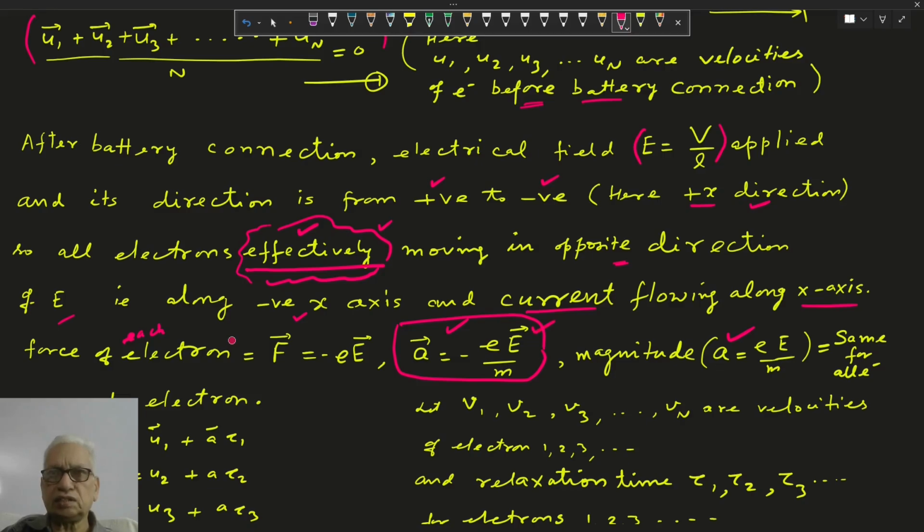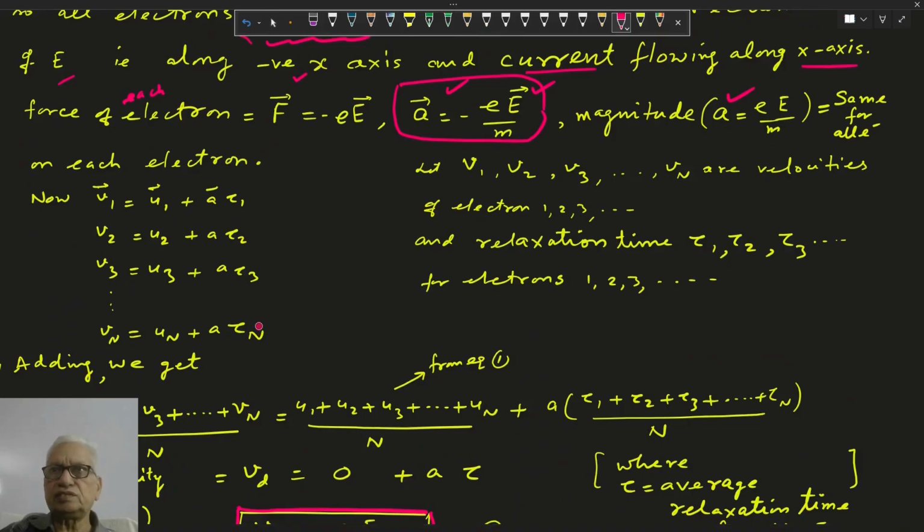Because of this acceleration, velocity changes. v1, v2, v3, vn are the velocities of electrons after the battery connection, and the relaxation times for each electron are tau 1 for electron 1, tau 2 for electron 2, tau 3 for electron 3, and so on. So here v equals u plus a t. v1 is the velocity of electron number 1 after battery connection, u1 is before battery connection, and the time is tau 1. Similarly, v2 for electron number 2, electron number 3 and so on, vn for the nth electron.